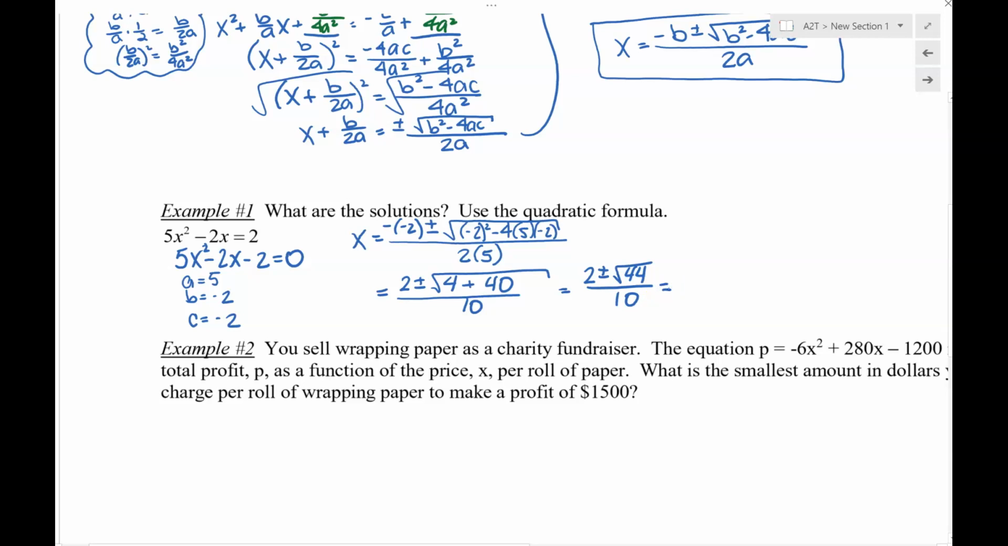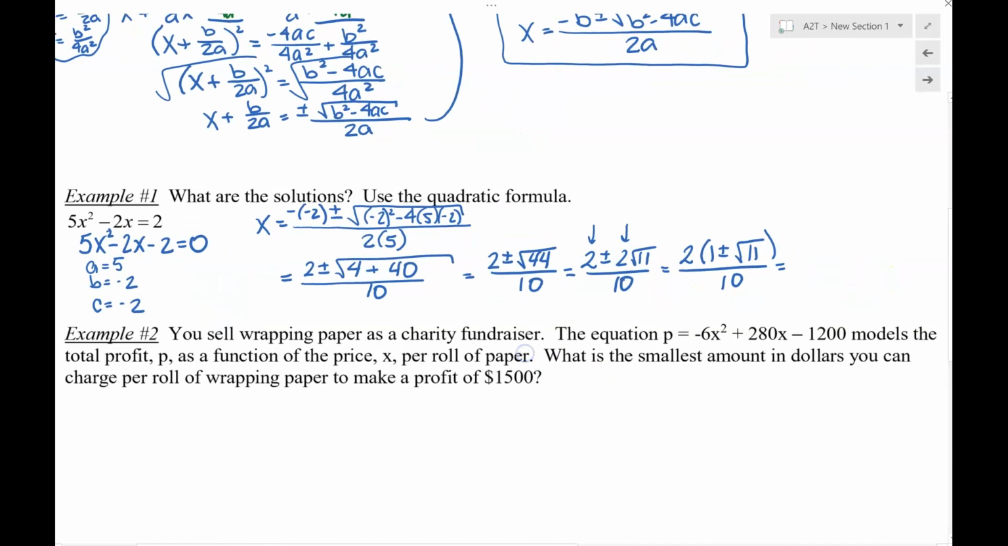So 44 is 4 times 11. Square root of 4 is 2, so we get 2 plus and minus 2 rad 11 all over 10. Now, if you're going to reduce with the denominator, you have to be able to reduce with both of these terms, not just one. Since we can, I'm going to factor out a greatest common factor to help me see that. So then I can reduce. So our final answer is going to be 1 plus and minus the square root of 11 all over 5. It does not say anywhere to approximate or round, so that's our final answer.